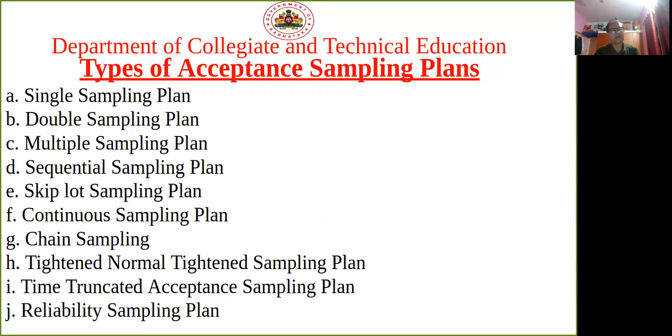As I've told you, single, double, multiple, and sequential are important from the subject point of view, whereas the remaining ones, skip lot, continuous, change sampling, tightened, normal, time truncated, and reliability sampling, are actually used in the industry. So here I have completed session 1.